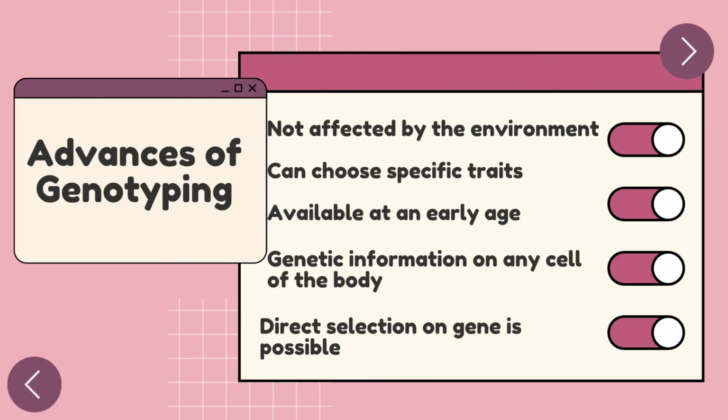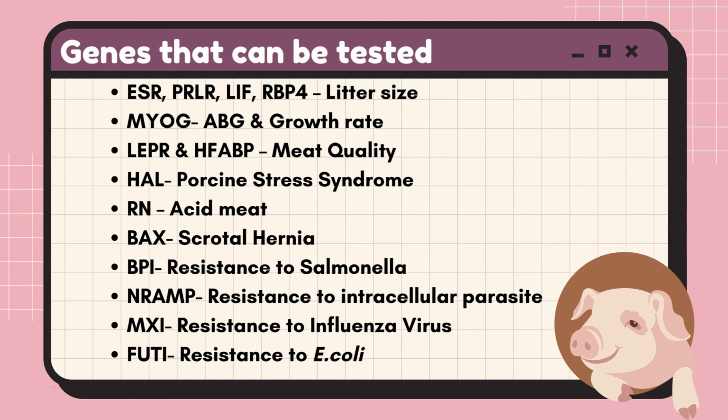So with the use of genotyping, management decision making is early. It can also help decide if a specific pig can be used as a boar. So we have here the list of the genes that can be tested in swine genetic laboratory testing.